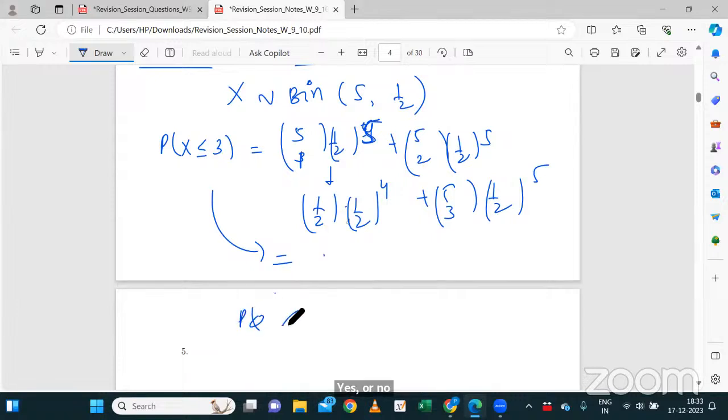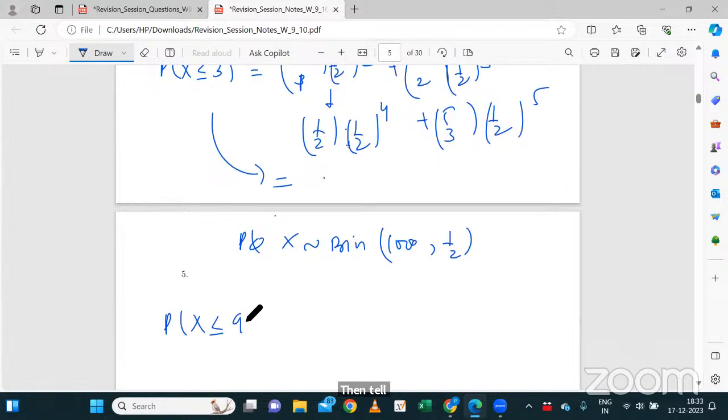Suppose x is following binomial 1000 comma half. Then suppose I ask, tell me the probability x less or equal to 998. Now tell me.